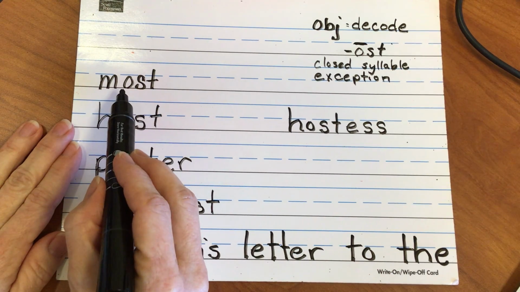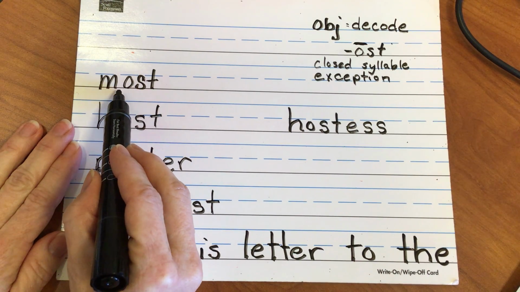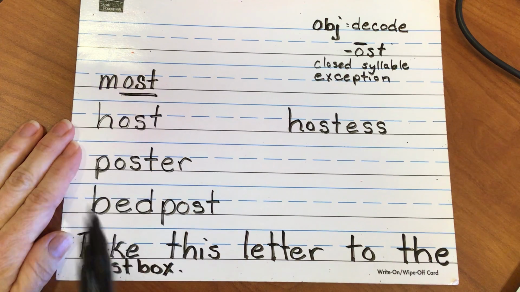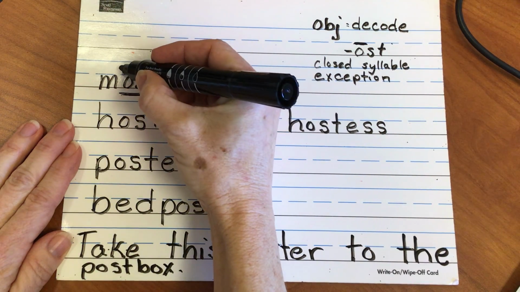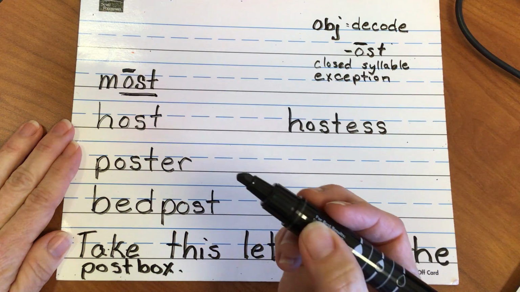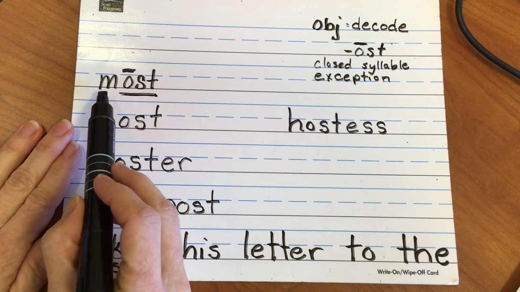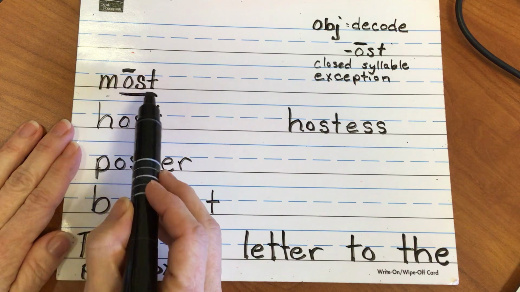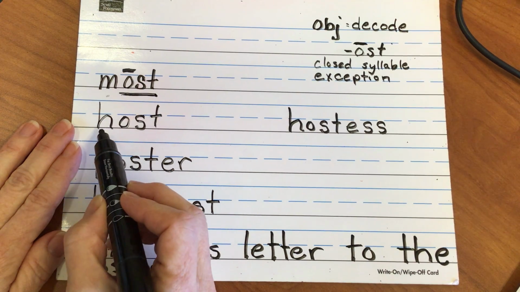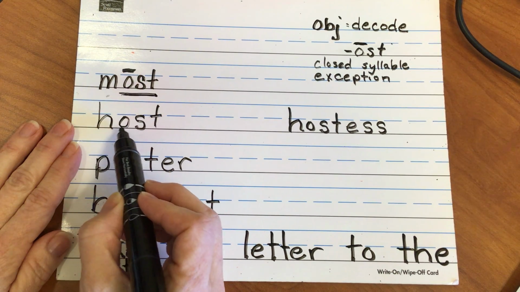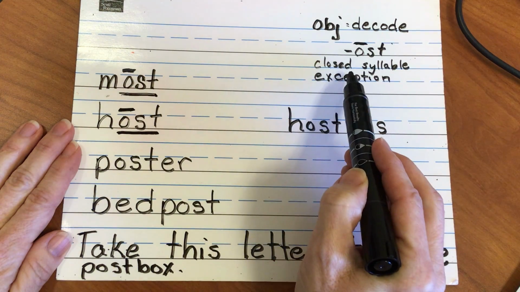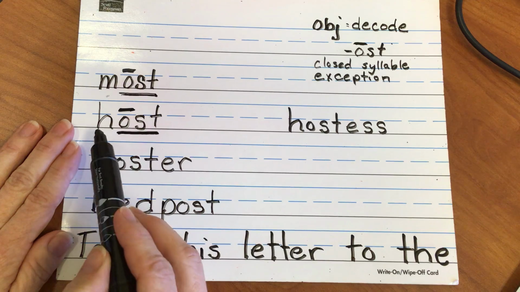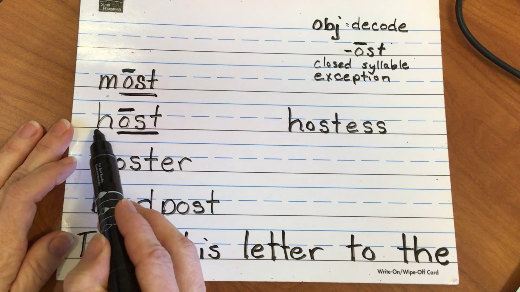So when I see this word right here, I'm going to see that it has OST. And here's my exception to the rule. So that means that this is actually going to say a long vowel sound because I'm going to read it as "ost," most. Here it is again with a different consonant in the front. I see it has OST, so that is my exception to the closed syllable rule. And this one's going to be read as host.